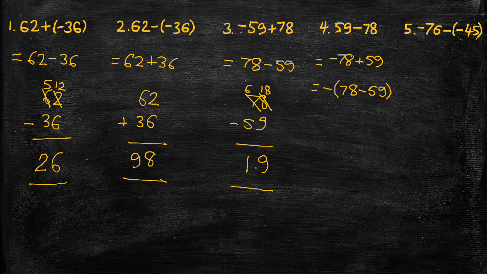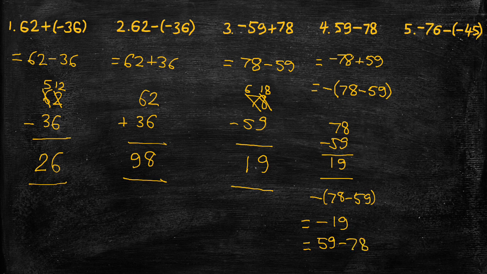So now we've written 59 minus 78 as the negative of 78 minus 59, and we can do that subtraction problem. So let's do 78 minus 59. Well, we actually already did that in the previous problem. We got 19, and so minus (78 minus 59) is going to be minus 19. And we started off with 59 minus 78.